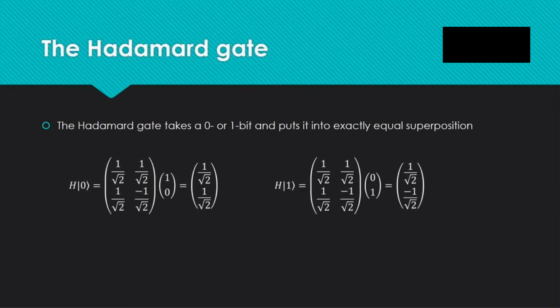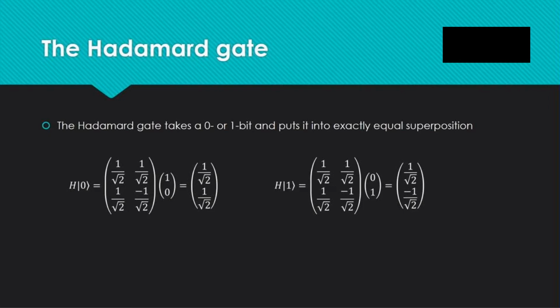H of 0, that notation means let's apply Hadamard to a 0 bit. And as you can see, it takes this matrix, 1 over root 2, 1 over root 2, 1 over root 2, negative 1 over root 2, and does matrix multiplication on a C bit representing 0. Again, just a special case of a qubit. And what you get if you do that multiplication is a qubit representing a 50-50 chance of resolving to 0 or 1. So it takes this regular bit and gives it superposition.